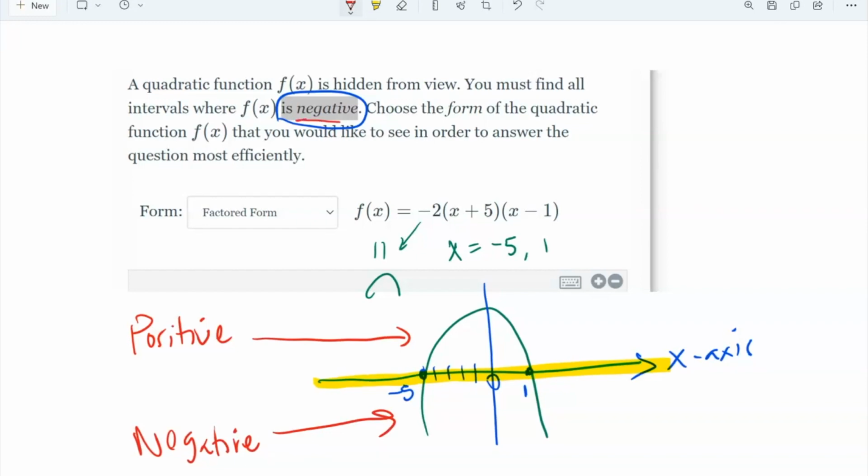Okay, so I'll start with the actual question, which is negative. So when is it negative? It's negative anywhere to the left of -5. So to the left of -5. When x is left of -5, it's negative. But it's also negative right here, which is to the right of +1. So it's negative here and here.